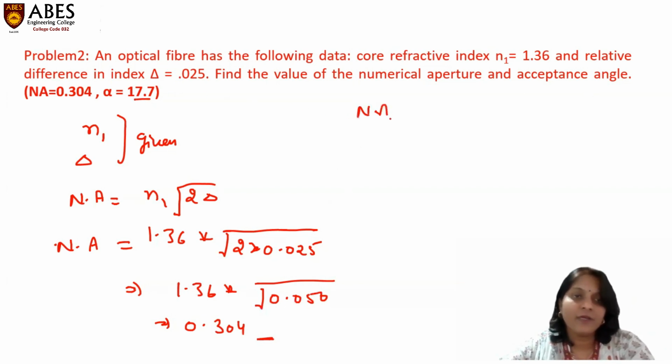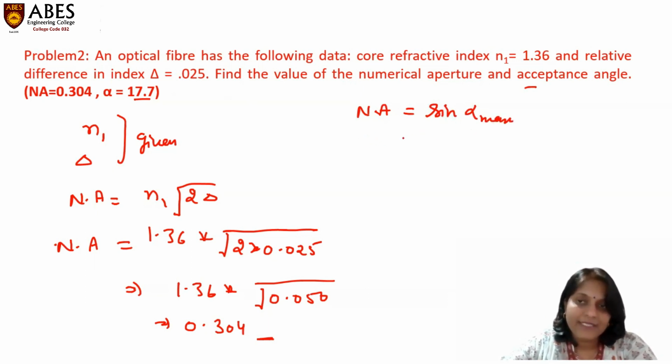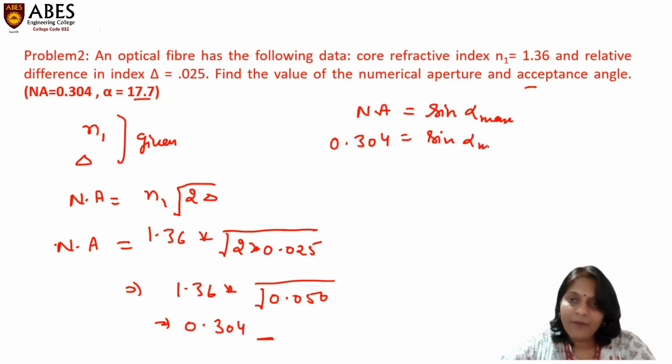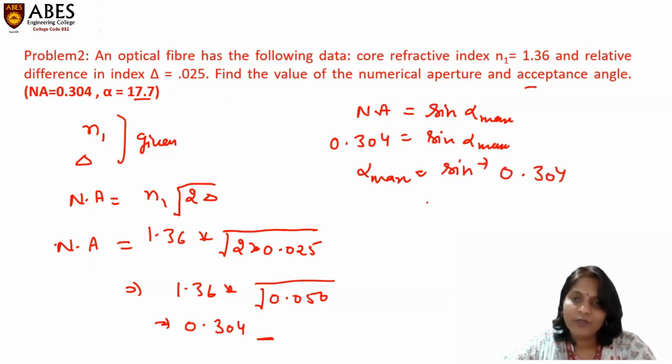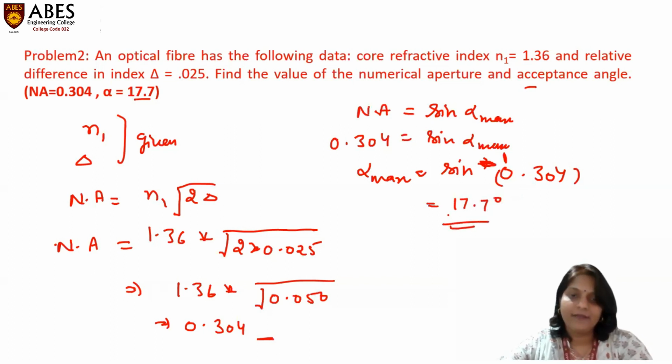Now next we should find the acceptance angle. The numerical aperture is the sine of the maximum acceptance angle, the maximum incident angle. The numerical aperture is 0.304, equal to sine of alpha max. So alpha max is equal to sine inverse of 0.304, which is 17.7 degrees. This is the maximum acceptance angle.